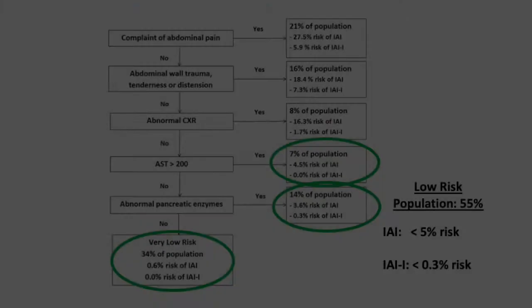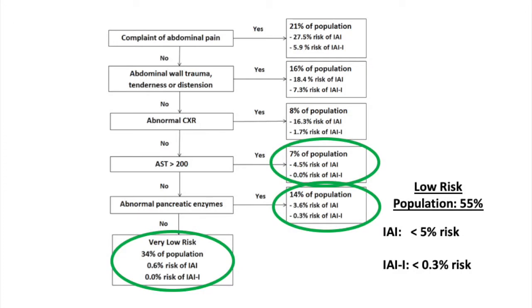In regards to the 5-variable model, the model was derived following a study, which was a prospective study involving 14 level 1 pediatric trauma centers. This slide again highlights the 5-variable model and the percentage of patients with abnormal variables. IAI stands for intra-abdominal injury, and IAI-I stands for injury requiring an acute intervention. In this study, an acute intervention was defined as blood transfusion, an angiographic intervention, or an operation.